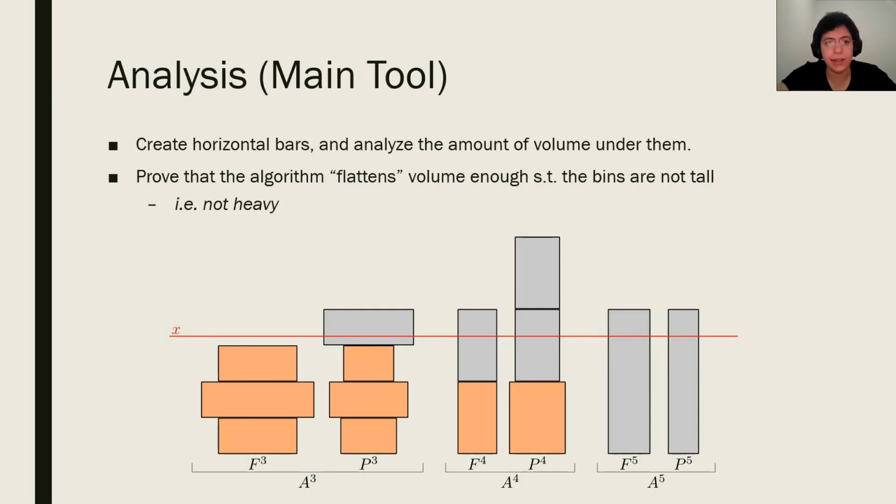As for the analysis, I don't have time to go into it, but I will mention the idea behind it, which is to create horizontal bars, such as the bar shown here, and analyze the amount of volume under them. So that's the orange volume shown here. We need to prove that the algorithm flattens volume enough such that the bins are not tall, because the height of the bin is simply the sum of heights of the jobs in that bin, which is the sum of weights, right? So that's the total weight of the bin. If the bins are not tall, this means that these bins are not heavy. And this is used for the sake of analysis.